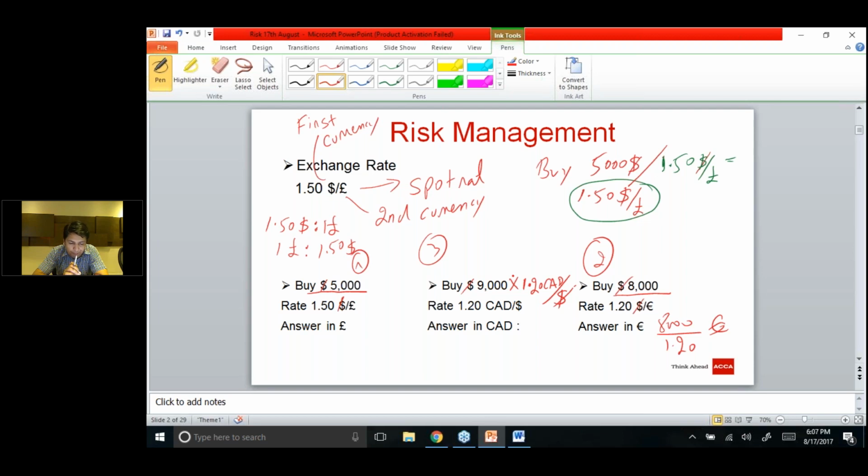So it's a process of 2 to 3 seconds. You have to think in your mind and then apply this principle. Either you are going to multiply the exchange rate with the transaction amount, or you are going to divide the transaction amount by the exchange rate. So now I'm moving to the next slide.